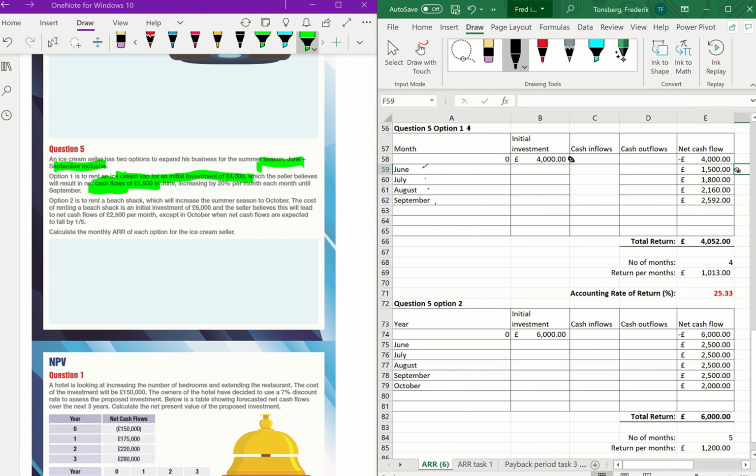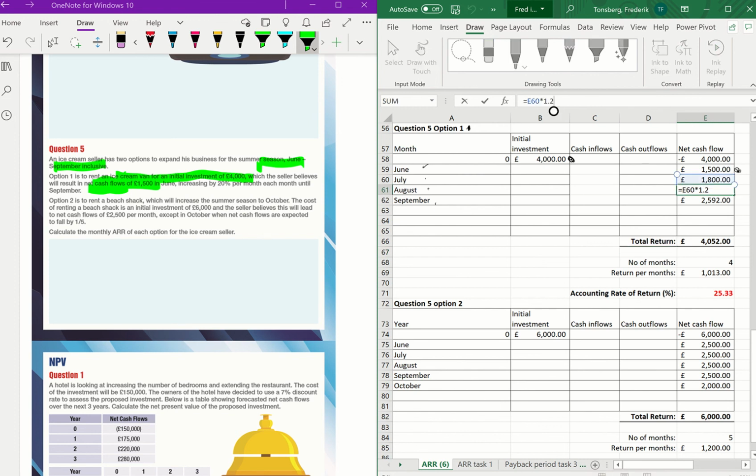And then it's going to increase by 20% each month until September. So every new month is going to go up by 20%. So this next month, I've just done one of those slightly cheeky little increases, in this case 20%, by saying 1,500 times by 1.2, which is also 120%. And that's how you increase by 20%. If I wanted to increase by 30%, I could have gone 1.3. If I wanted to increase by 40%, I could have gone 1.4, and so on. But that's what I'm doing.